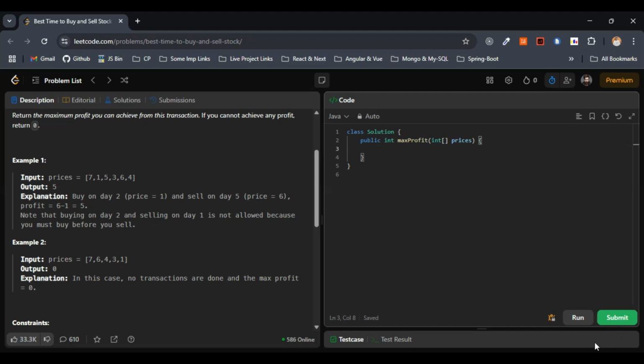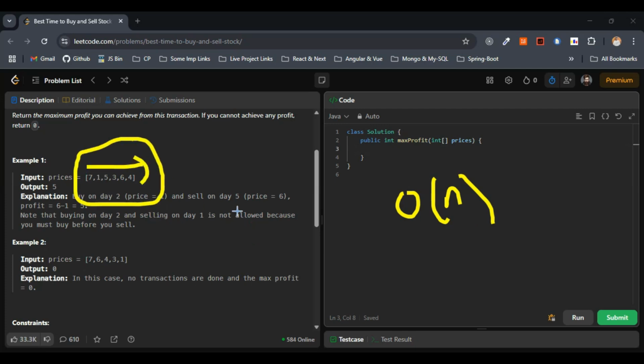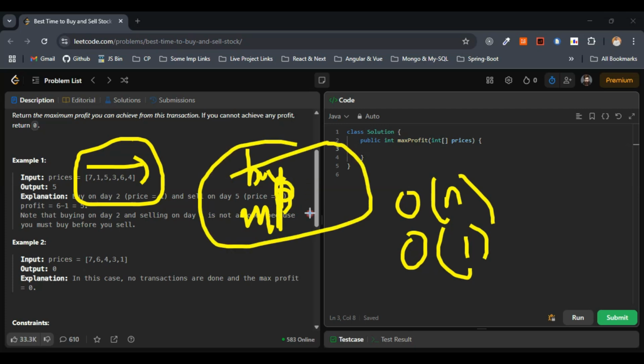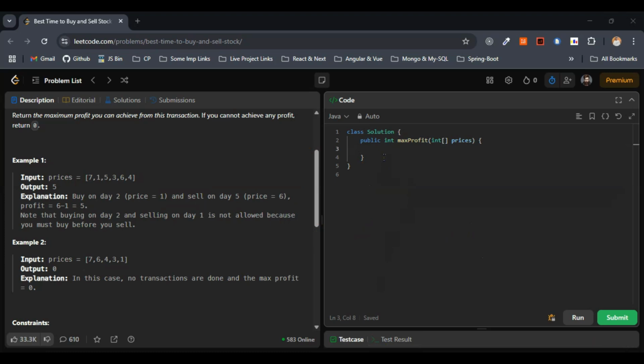First thing here, the time complexity for the code that we'll be writing would be big O of n, because we will be looping through the array once. We'll be checking all the numbers, right? And the space complexity would be big O of 1, because we'll be making use of only two variables. In this case we'll be going with buy and max profit. So the space complexity would quite obviously be big O of 1, right?